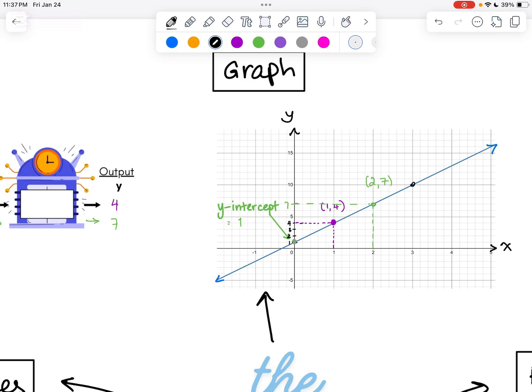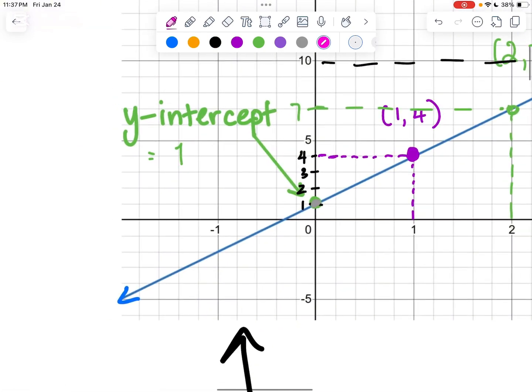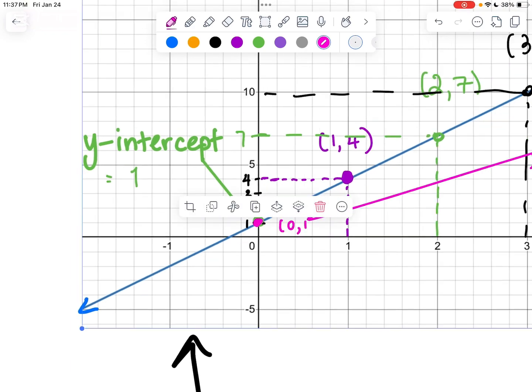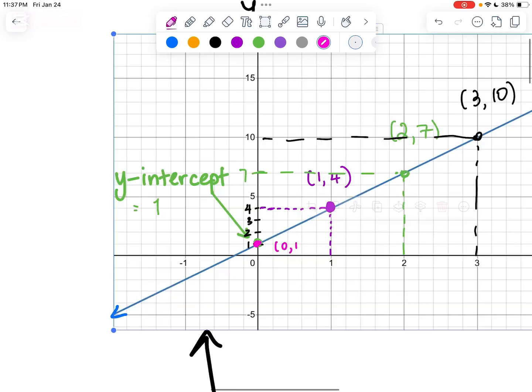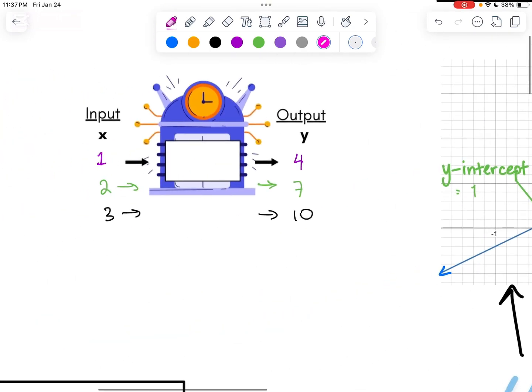I can do that with this point here as well. This is (3, 10). Let me go a little bit faster. And hopefully what you see is you put in a 3 and out comes a 10. Now there is one point that I kind of ignored because it was a little bit harder to see in the moment. Our y-intercept is (0, 1). What that tells me is that if I put in an input of 0, what comes out is a 1. So put in a 0, maybe I'll sneak it in up here, and what comes out is a 1.